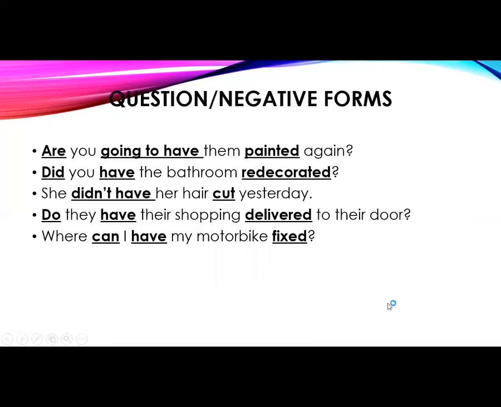How do we form questions and negations? Of course, question and negative forms of the verb have are formed with the auxiliary verbs do, does in present simple and did in past simple. But here I have taken some different examples in different tenses. Let's read together. Are you going to have them painted again? This is an example in future with the structure be going to. Did you have the bathroom redecorated? This is an example in past simple. She didn't have her hair cut yesterday. Another example in past simple, but this time in the negative form.